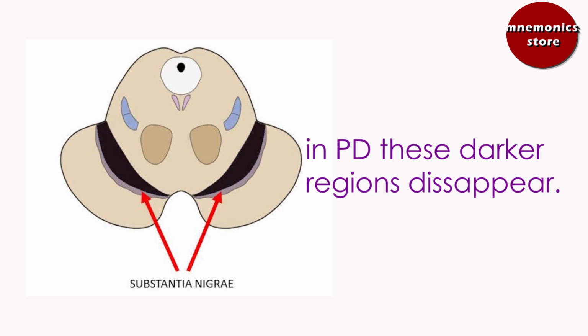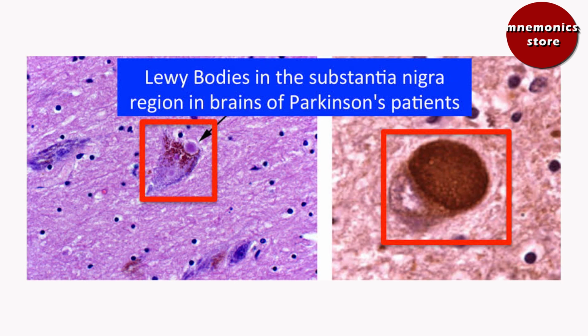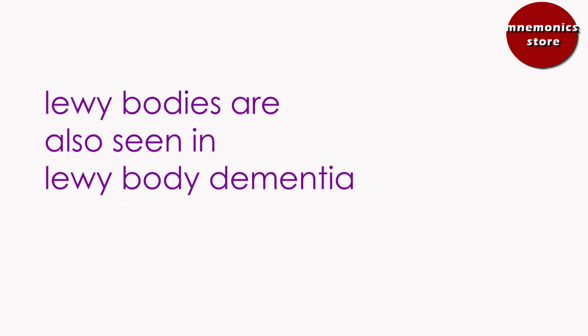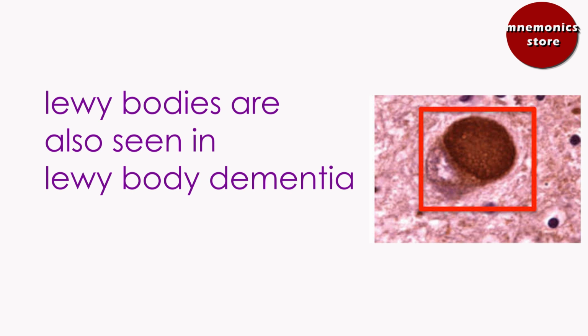In Parkinson's disease, these darker regions disappear. A further pathological hallmark of Parkinson's disease is the appearance of Lewy bodies. These are eosinophilic globules, which are seen under the light microscope. These are aggregates of misfolded alpha synuclein and other proteins, but their function is still unknown. The same Lewy bodies we see under the light microscope in Parkinson's disease are the same ones you will see when you observe Lewy body dementia.